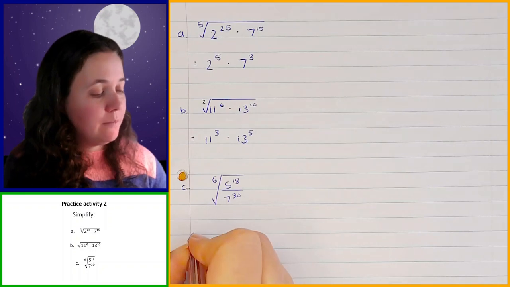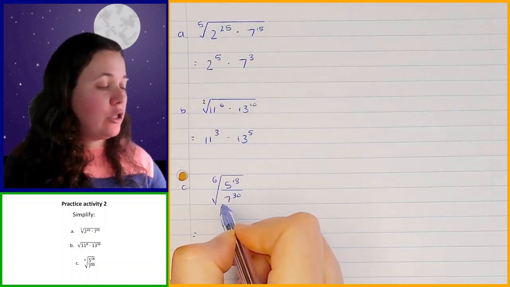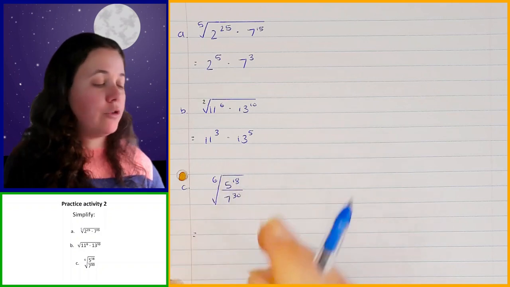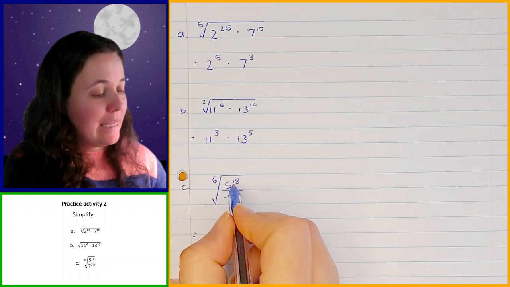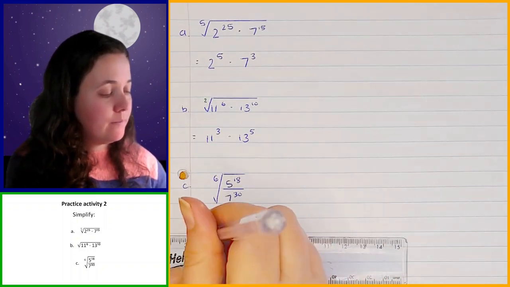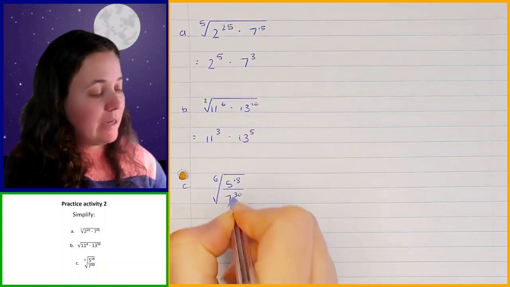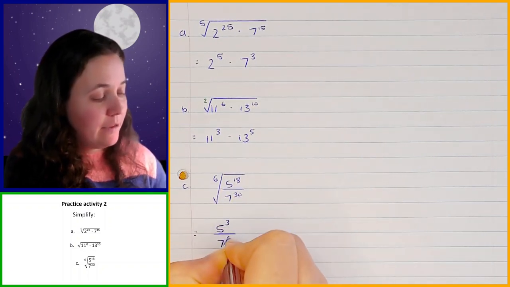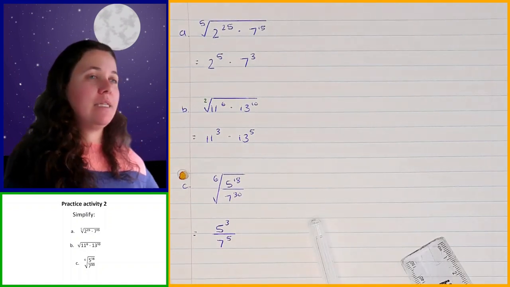So I have 11 to the power of 3 times 13 to the power of 5. And then the last one, I have 5 to the power of 18 over 7 to the power of 30, and I'm finding the 6th root of that. So the 5 stays the same, and I divide the 18 by 6, and that gives me 3 over 7 to the power of 30. The 7 stays the same, and I divide the 30 by 6, and that gives me 5. So that gives me 5 cubed over 7 to the power of 5 for question C.